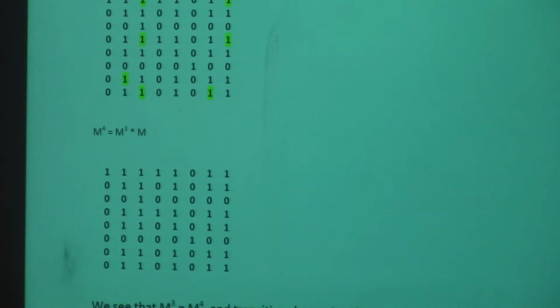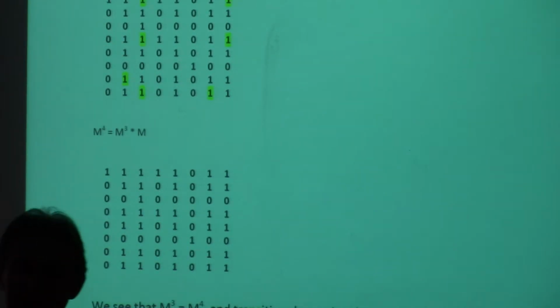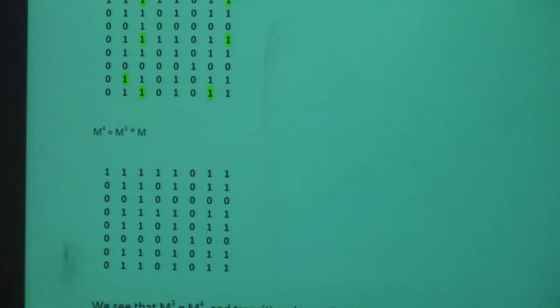Okay, so notice that all the other yellows are also new. For example, the reason that we have a 1 here, which is position 4, 3, is because I can go from vertex 4 to vertex 3 in how many steps? 2 steps. 3 steps. Okay, when I say 2 out of 3, 3 steps. Makes sense, right?